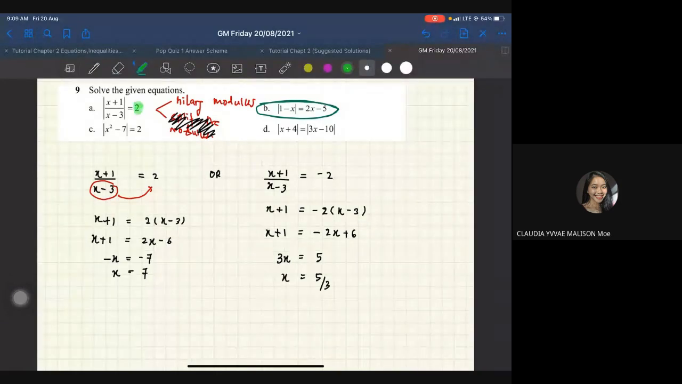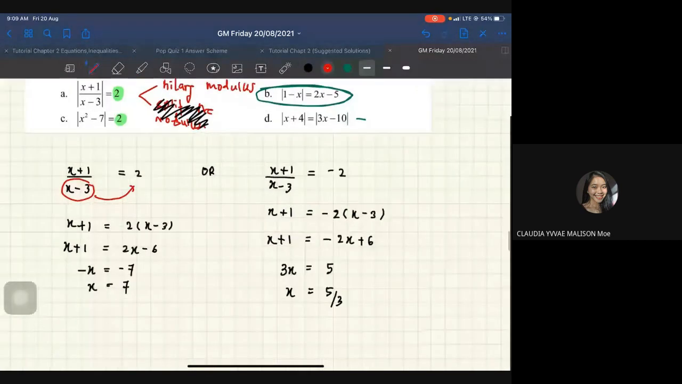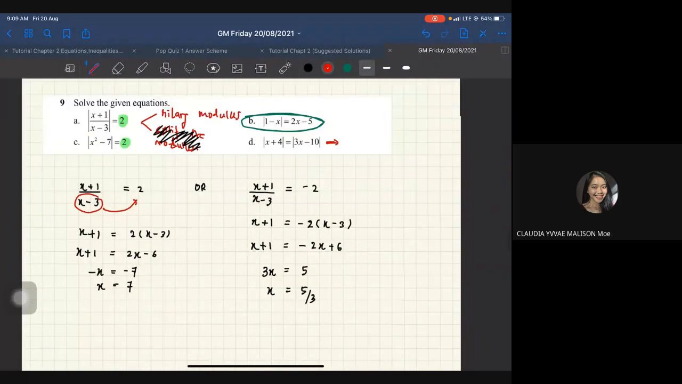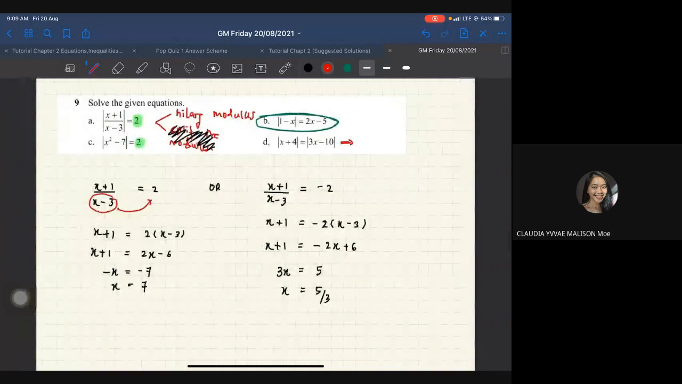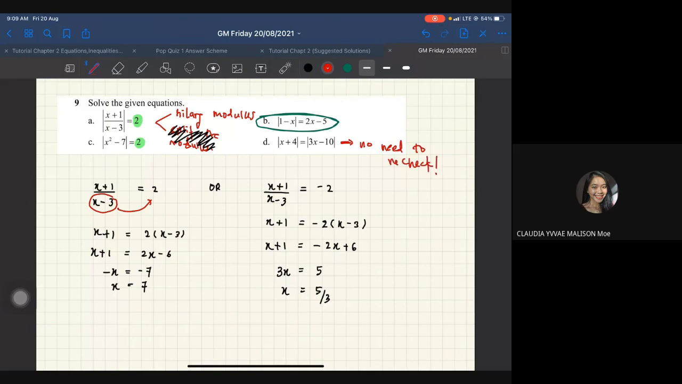Kalau tengok soalan yang C pun samalah. This one pun constant juga. So tak perlu recheck. Untuk yang D ni dia case lain sikit. So untuk yang D, you don't have to recheck sebab dua-dua both are positive. Sebab dua-dua adalah modulus. So yang ni pun no need to recheck. Okay, so settle untuk 9A.